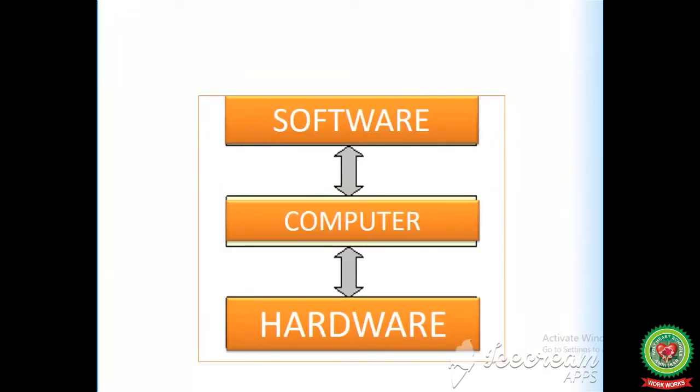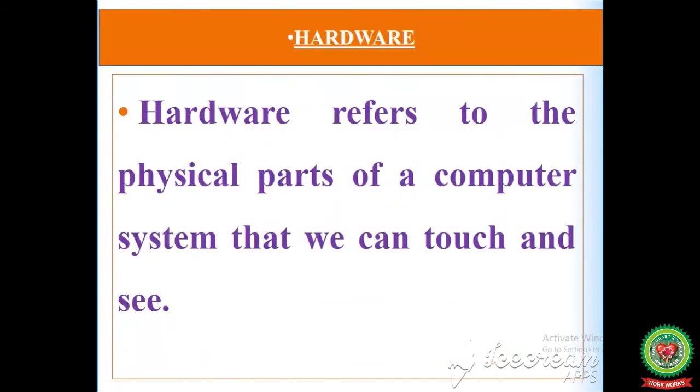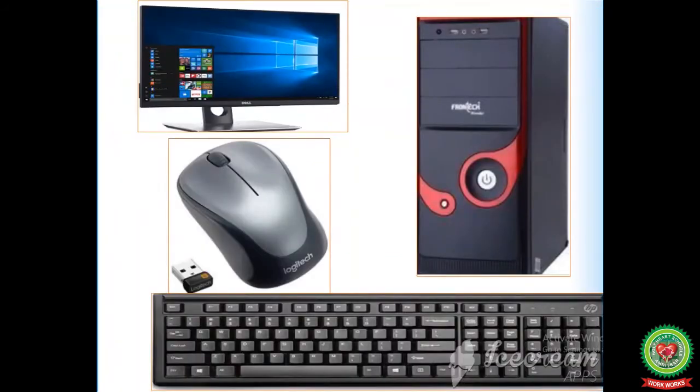Computers work with an interaction of hardware and software. Now what is hardware? Hardware refers to the physical parts of a computer that you can touch and see. Hardware consists of devices such as monitor, mouse, keyboard and other components including the CPU box.